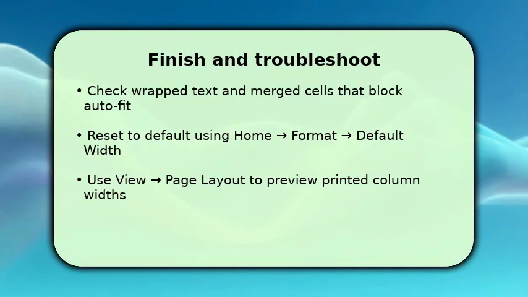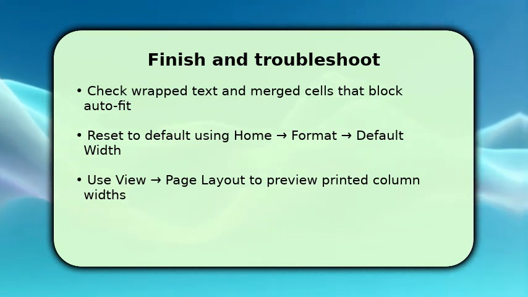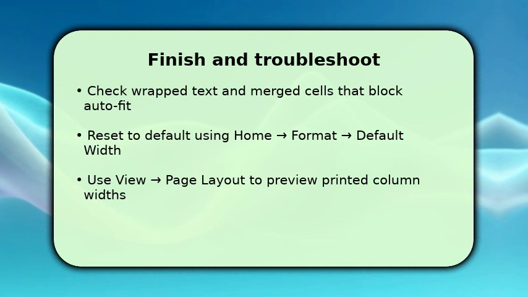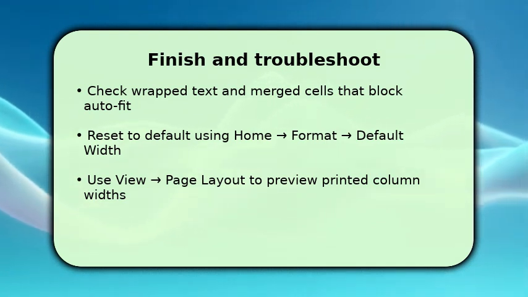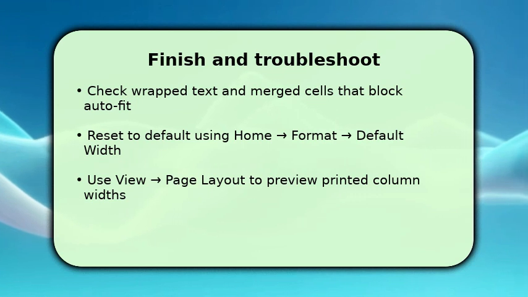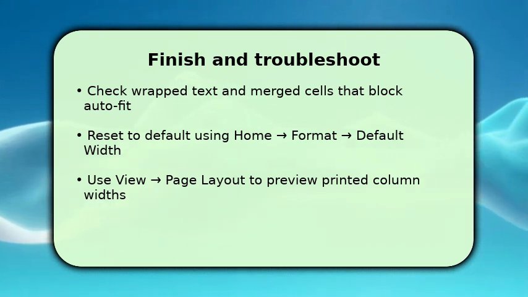To complete the task, inspect cells for wrap text or merged cells that prevent expected resizing, and adjust those first. Make sure text wrap is on or off depending on the layout you want. If you need to revert, use Home > Format > Default Width to reset columns. Once satisfied, preview in Page Layout or Print Preview to ensure widths behave in print.